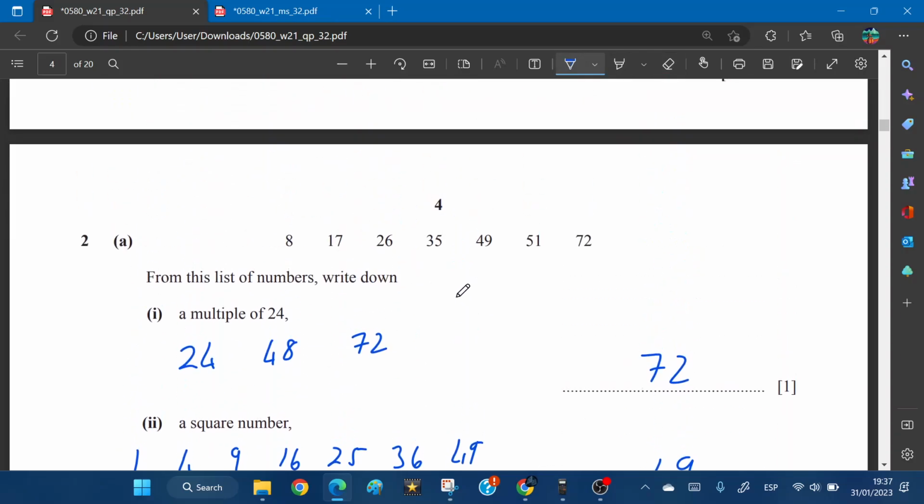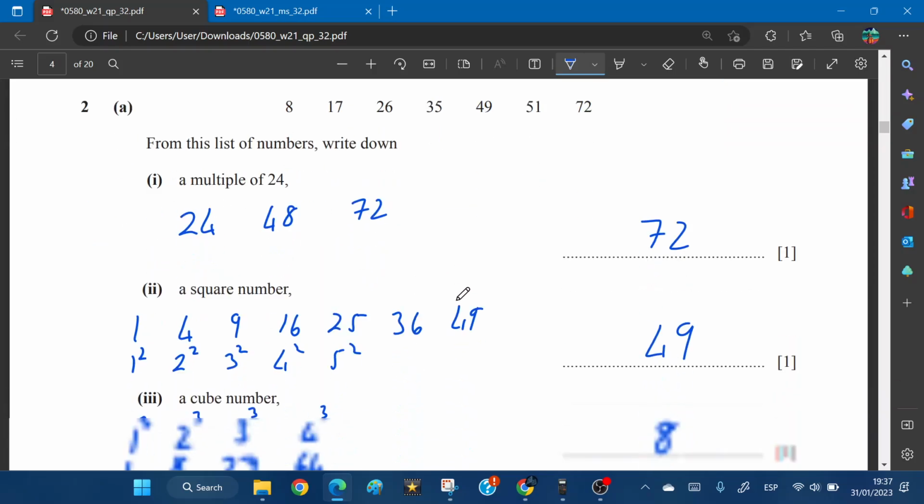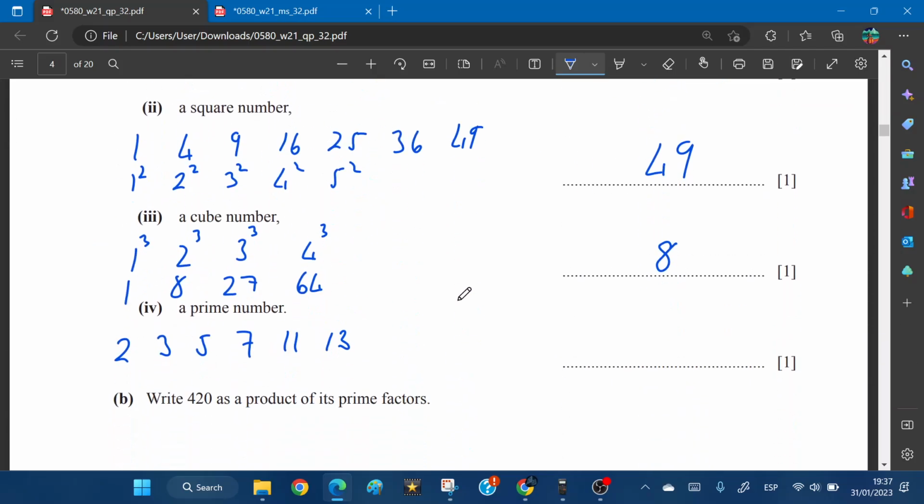Right, so which one of these are prime numbers? There we go, 17. Nothing can divide into 17. It was the next prime number, except 1 and 17.